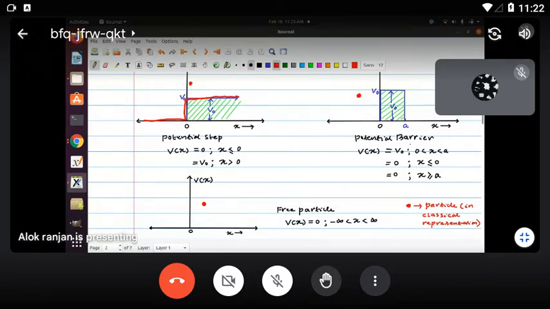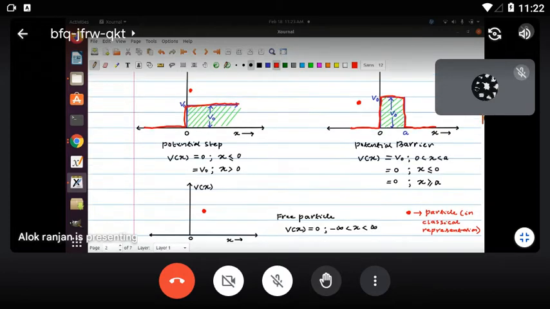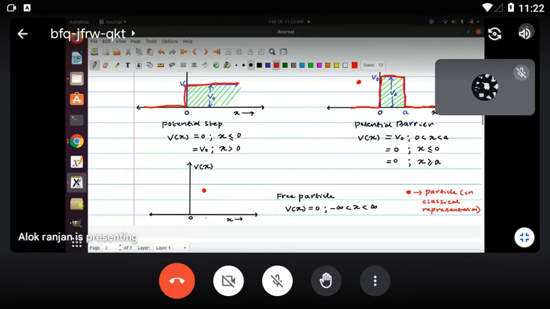And the potential barrier we have here. You can see this is a barrier, a square barrier, where the potential is V naught for x between 0 and a. And then the last one is the free particle. That means there is no potential; the potential is 0 everywhere.